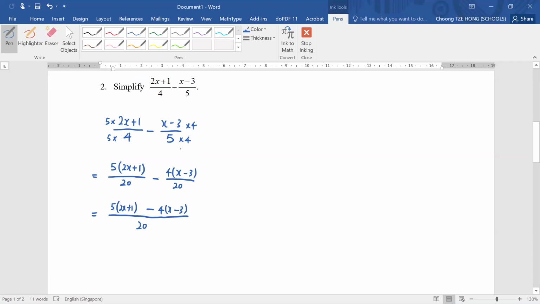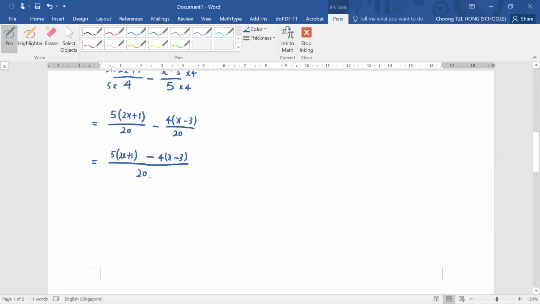Once you have written this, then you go and expand and simplify the numerator. This will actually minimize you making mistakes. So rainbow method: 5 times 2x, you have 10x. 5 times positive 1, positive 5. Negative 4 times 4, negative 4x. Negative 4 times negative 3, so plus 12. All right, so 10x minus 4x, so you will get 6x plus 17 over 20.